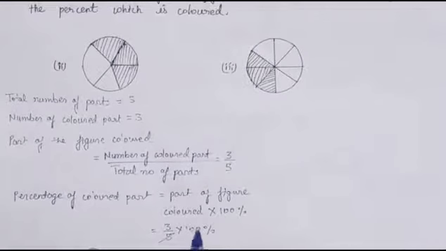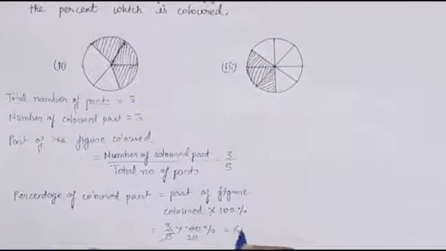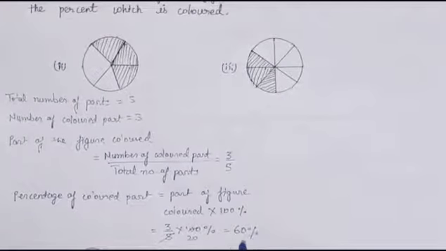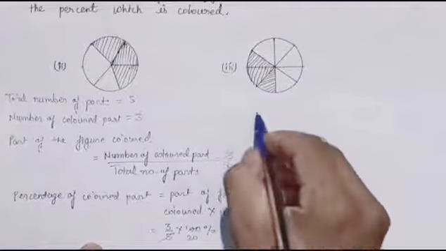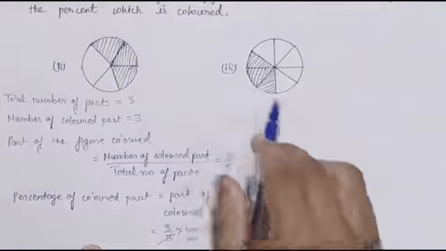So here 5 20 times and 20 into 3 is 60. So 60% of the part is colored. Now let us see the next part.